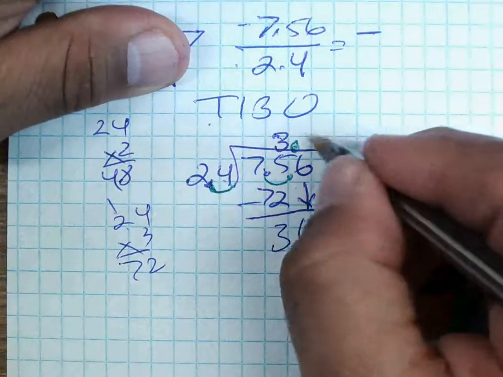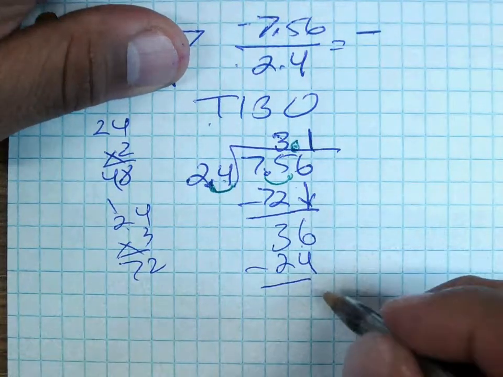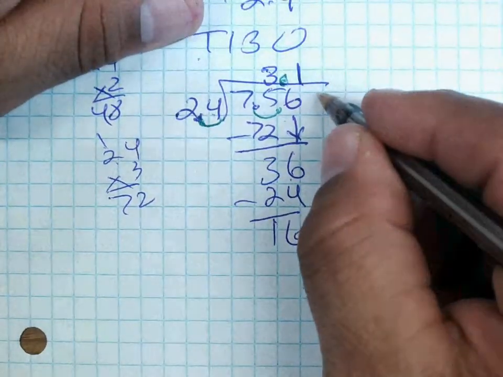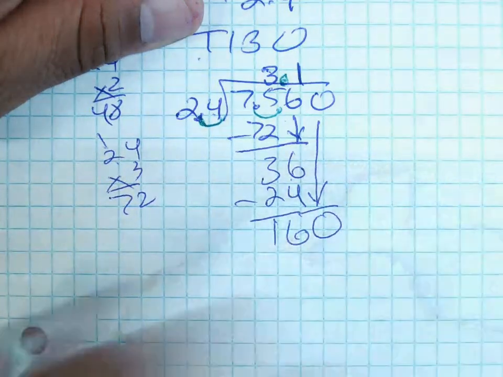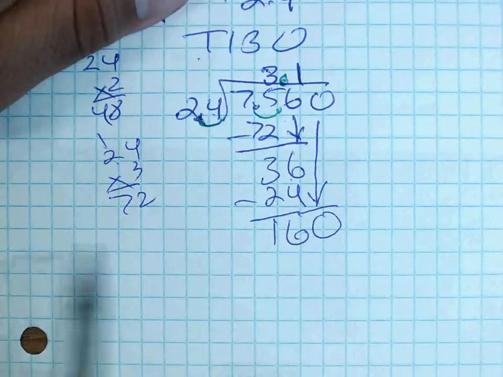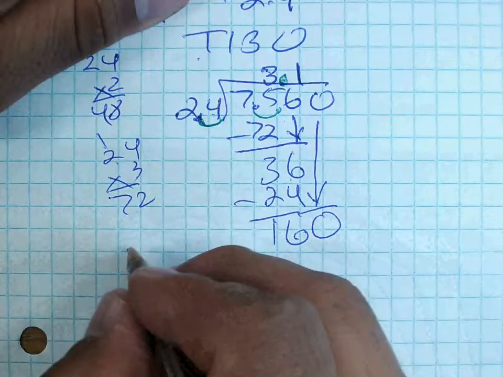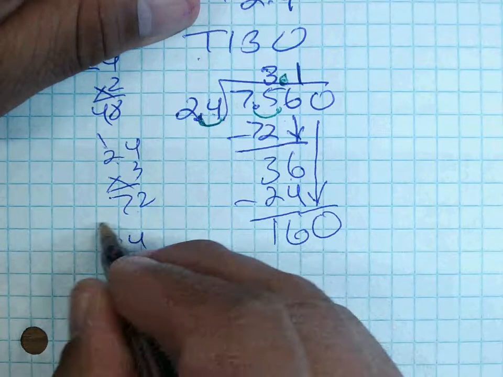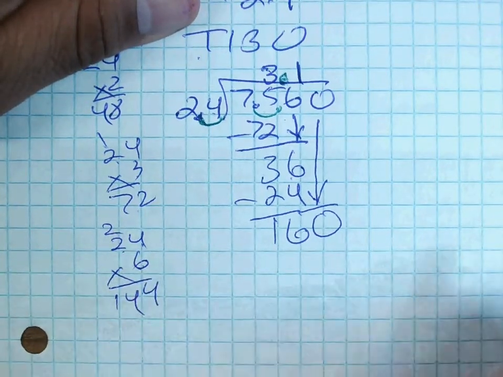24 and 36, obviously that's going to be 1. It gives me 24. We subtract. That gives me 16. We add a 0, so we bring that down. And now how many 24s in 160? Well, 24 times 3 is 72. So let me try 24 times 6. Let me double that. 6 times 4 is 24. 6 times 2 is 12, plus 2 is 144.